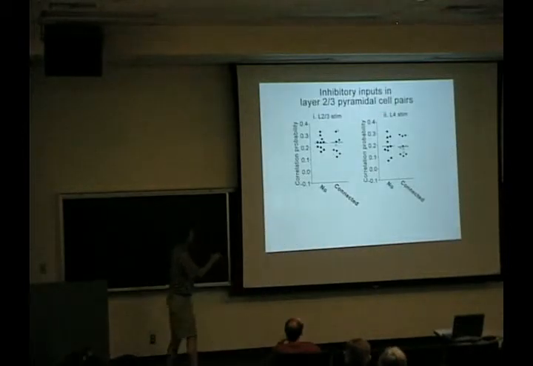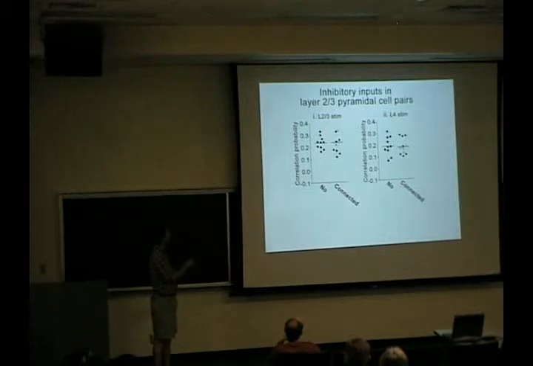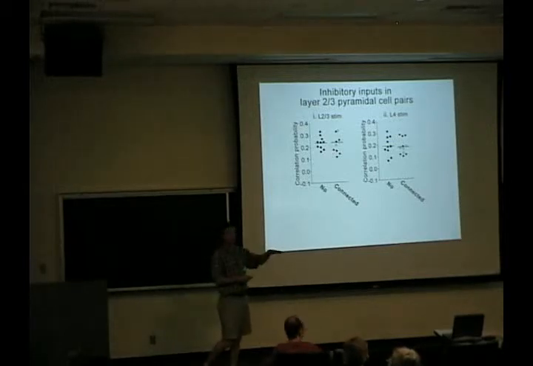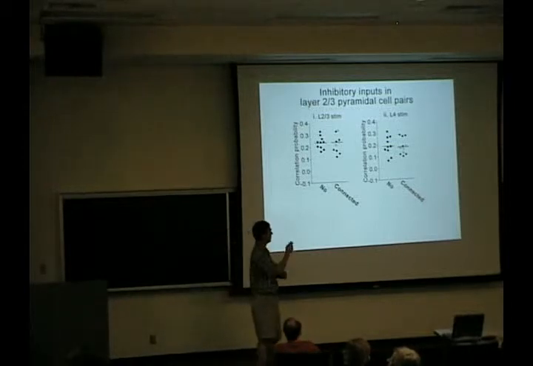And here for the populations of cell pairs, you see essentially no difference between connected and unconnected cell pairs. Correlation probabilities are high, both for layer 4 and layer 3. Layer 5 isn't included here because there's not a lot of inhibitory input from layer 5 to layer 3.